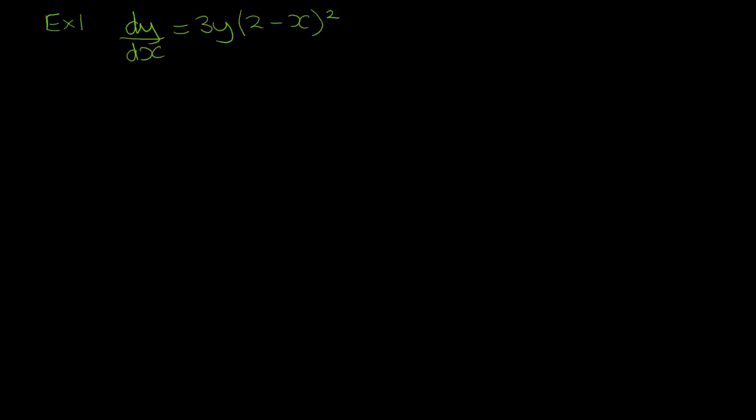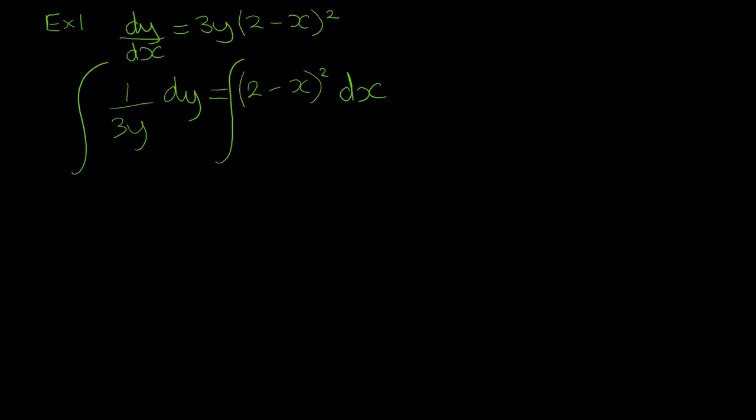So let's start with a very straightforward example here. Remember, step 1, we've got to get the y's and dy on one side and the x's and dx on the other side. So if we divide through by 3y, we'll get 1 over 3y dy on this side. And if we multiply both sides by dx as well at the same time, we'll get this like so. So now we're just going to integrate each side separately.